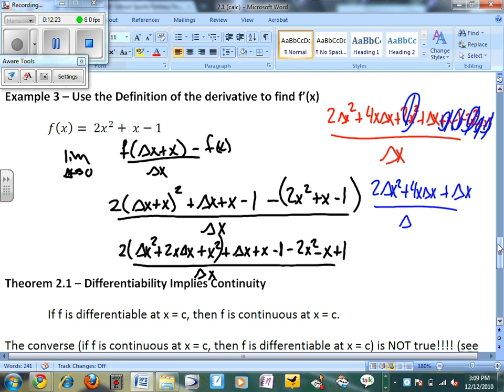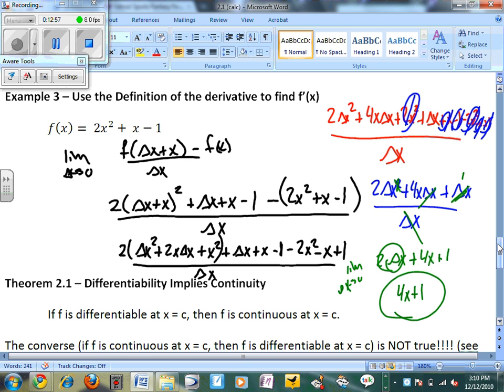If you notice, each term has a change of x in common. So we can get rid of at least one change of x out of all these. So that becomes a 1, this becomes just 2 change of x, and this guy becomes a 1. So what we have left over is 2 times the change of x plus 4x plus 1. All right. And we're still taking the limit as change of x approaches 0. So I plug 0 in, this becomes 0, and all I have left over is 4x plus 1. So my derivative of that function is 4x plus 1.